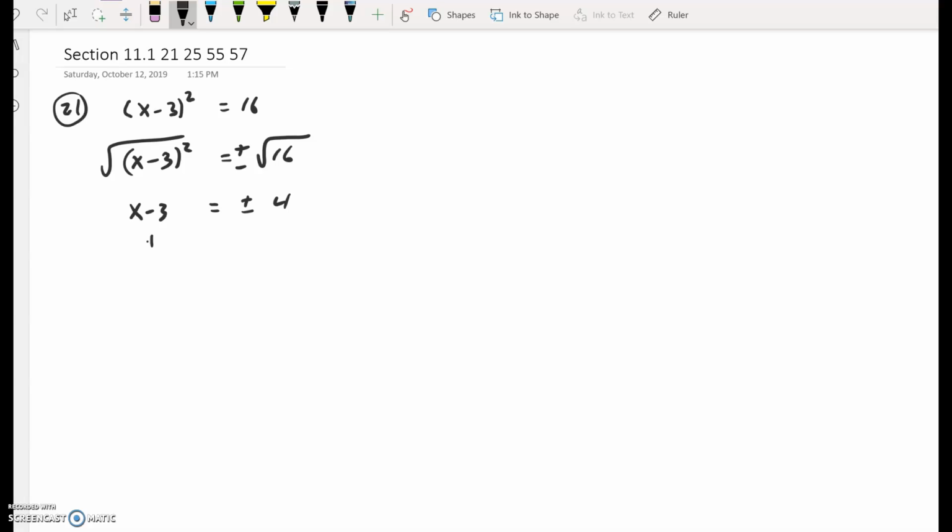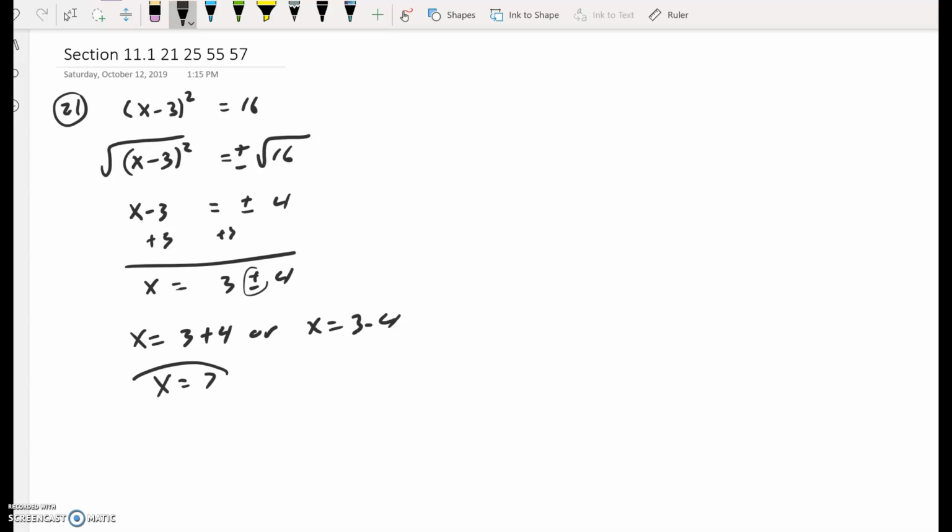We can add 3 to both sides. When you add 3 to both sides, be sure and put the 3 in front of the plus minus sign. Now this is two possibilities, x equals 3 plus 4 or x equals 3 minus 4. That's what this plus or minus means. X equals 7 or x equals -1.